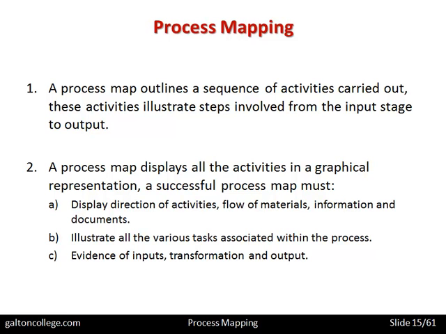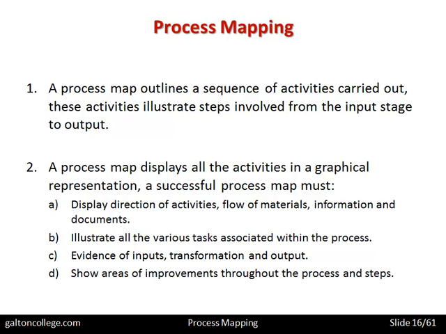Evidence of inputs, transformation and output. Essentially that's what the chart is looking at. It's looking at all of the inputs from various machines, from people, from the stores. Then it's looking at how the product is transformed as it moves through the production process. It starts as perhaps a piece of material, and at the end it's become a product that is the output of the activity, and a product which can be sold in the market.